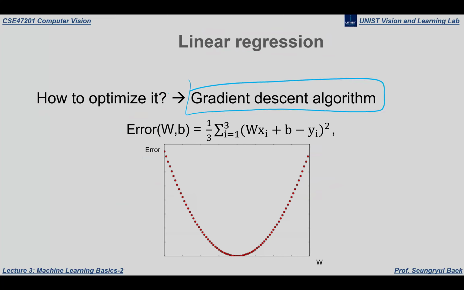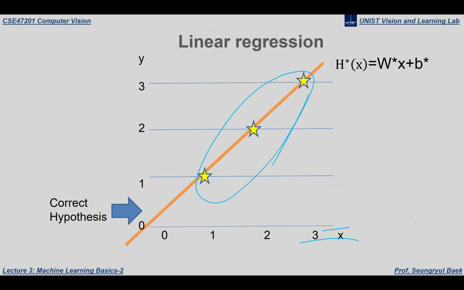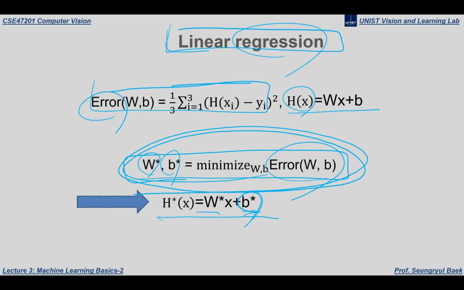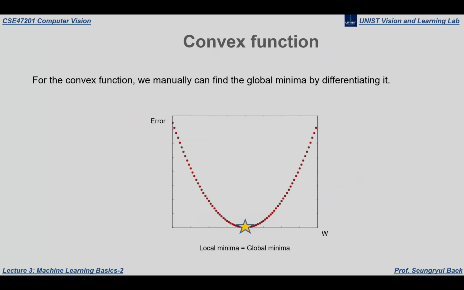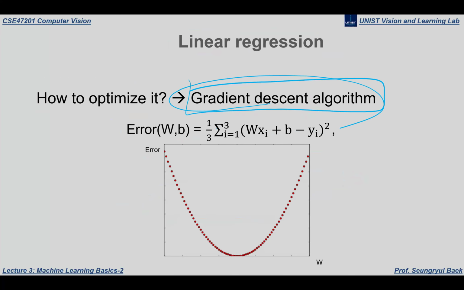We normally use the gradient descent algorithm for solving this type of optimization. But when our error function is very simple, like this, as you already saw in this graph, the y-axis denotes the error.